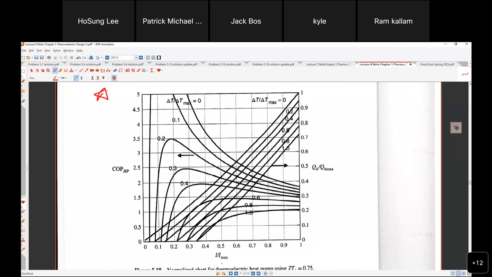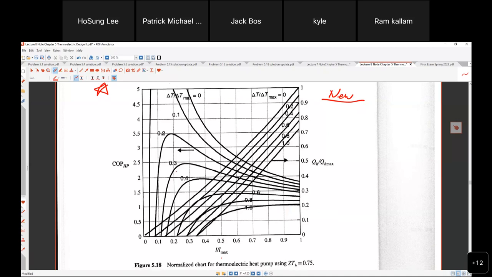This is new, not even in other books, only my book. This is my work, believe it or not. I'm the first to create this characteristic in the world, ever, I'm sure. So you can use it. Now it is a heat pump, with COP and maximum heating.